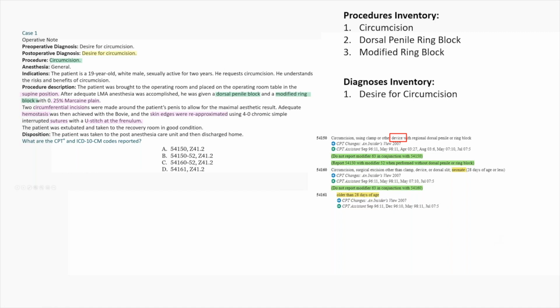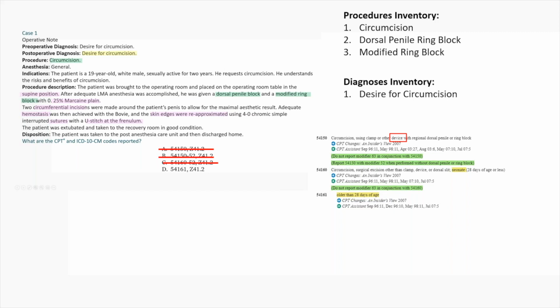Did the surgeon in our scenario use any device? I would say no. No clamp or device was used. It was a surgical excision. So that will eliminate all the options having the CPT code 54150. That will be option A and option B. Now the remaining two options are option C and D.